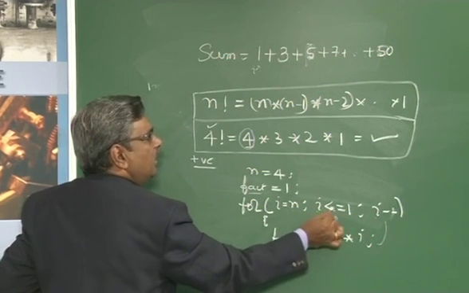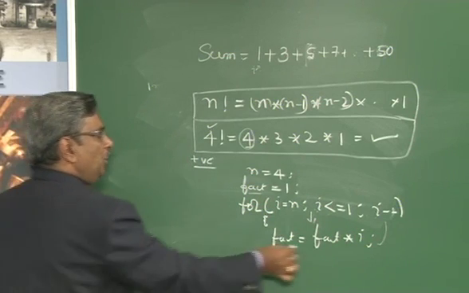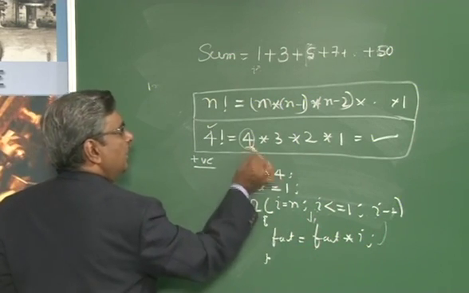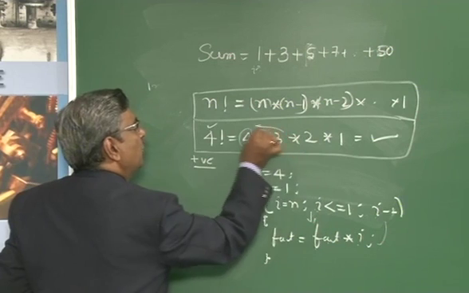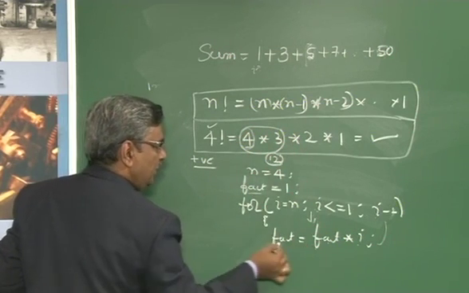Is 3 less than or equal to 1? Yes, the control goes inside. Now the previous result, whatever 4 is there, is multiplied with 3, 4 into 3, 12. That result is available to you in this variable.